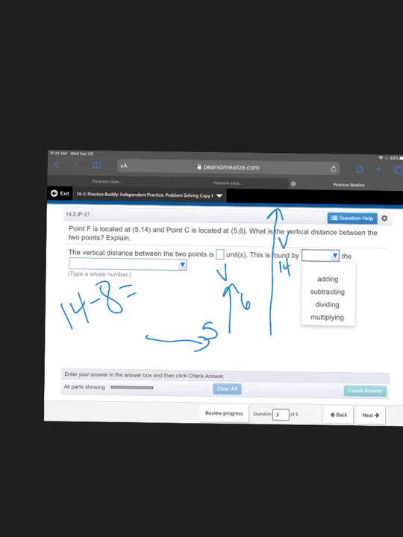Okay, so the drop-down menus here are pretty easy. The vertical distance between the points is blank units. Oops, sorry, this is wrong. 14 minus 6 equals 8. I already gave you the answer. So this is going to be 8, and then you found out by what? We found out by subtracting it, and then you click down that menu bar right there, and that will give you your answer.